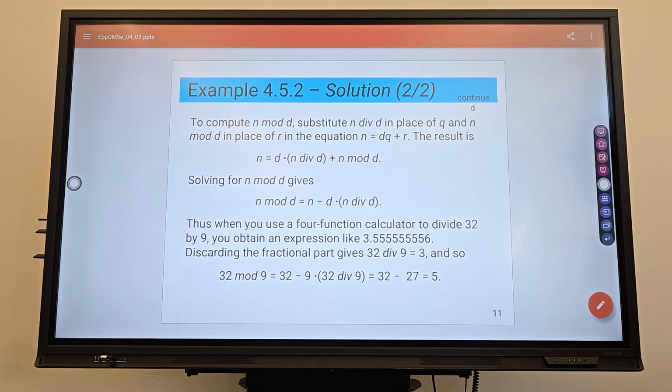So 32 mod 9 equals 32 minus 9 times 32 div 9, which is 27. Therefore, it equals 5.